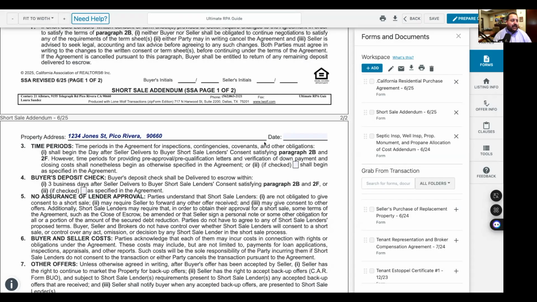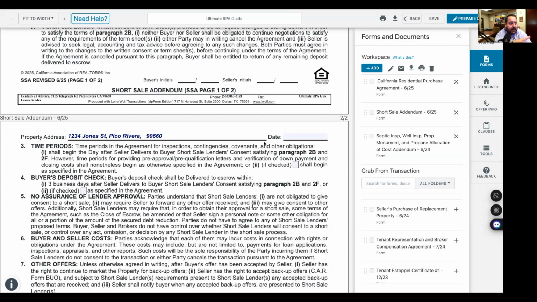Time periods. Now, this is when we look at other contingencies where it affects the COP, the sale of buyer's property to purchase the upleg, or the SPRP where it's contingent on the seller finding replacement property. In those, most of the time, I have you check the box that says it shall begin as specified in the agreement. In this case, I'm going to say no. Now, that doesn't mean that a listing agent isn't going to counter you to do it, and then that becomes a conversation.